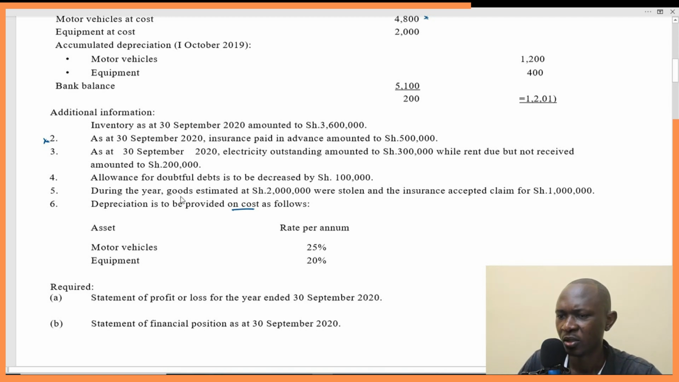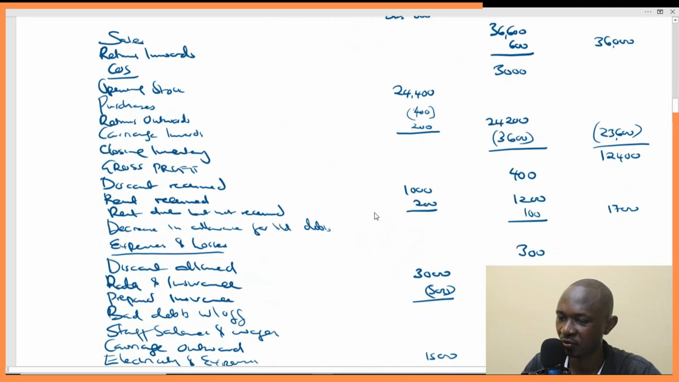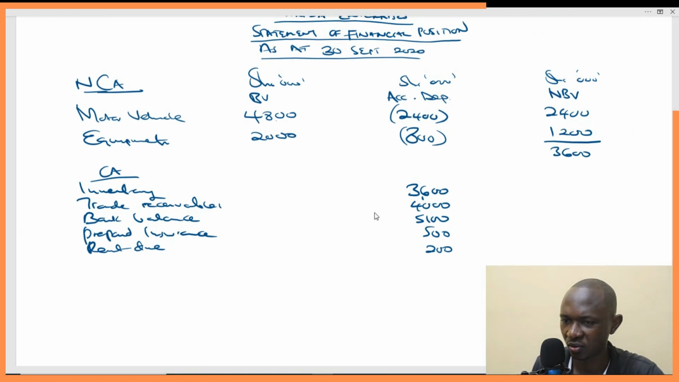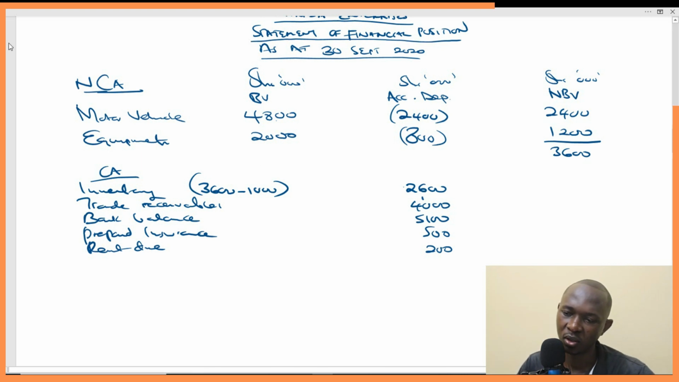That's the best practice. During the year, goods estimated 2 million was stolen and insurance accepted claim for 1 million. We have already captured this as a loss, but remember, goods estimated at 2 million was stolen and the insurance accepted claim for 1 million. So the loss of 1 million, this one will have to affect the inventory, the closing inventory. And actually what we are supposed to do is here we should have 3,600 less 1,000 to show that we have suffered a loss of 1,000 units inventory. So that here we'll now talk about 2,600.